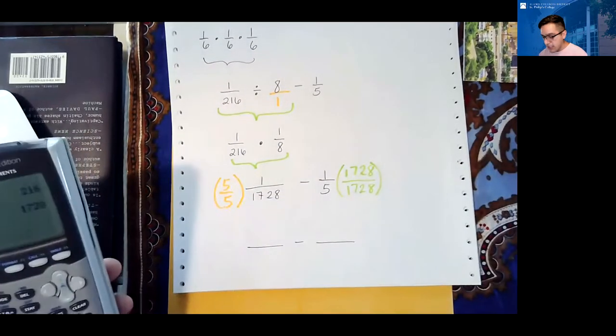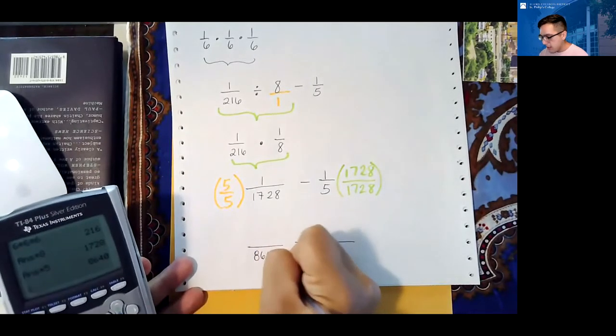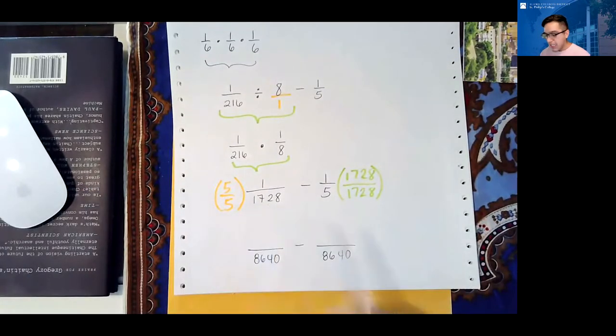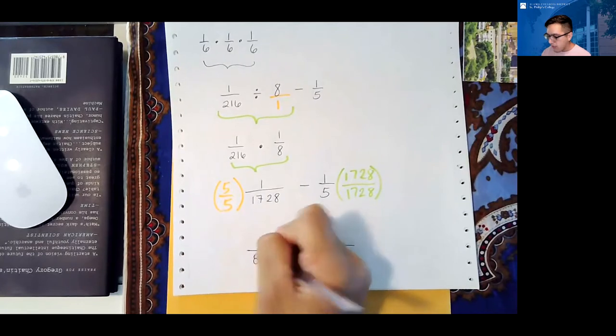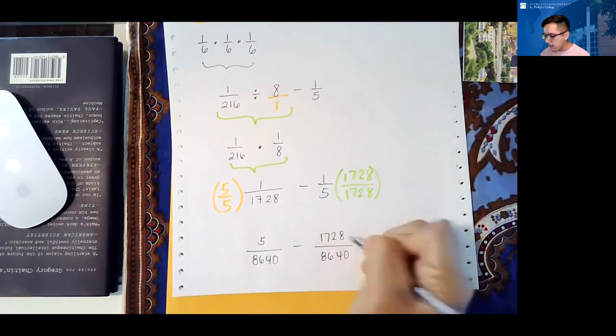And the denominator is 8640. So 5 times this is 8640. 5 times that same thing is 8640. We have the same denominator now. It just so happens that for this one, 5 times 1 is 5. And 1 times 1728 is 1728.